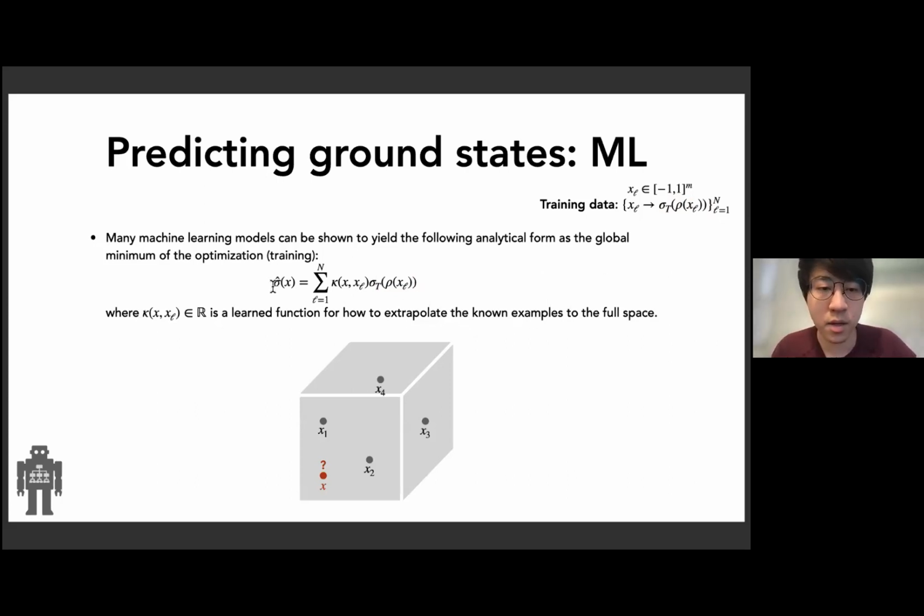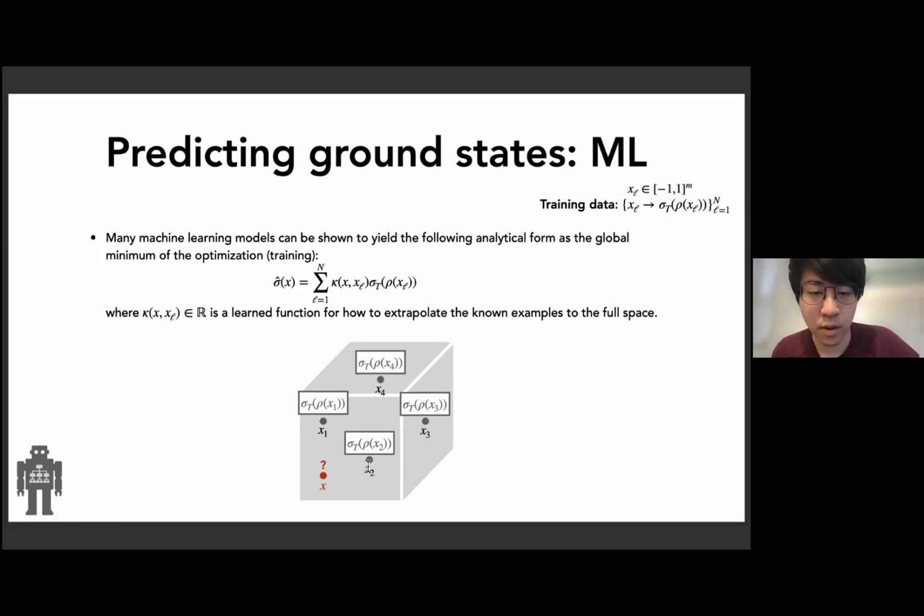So basically, one could think of sigma hat of x as a learned function that shows how one can extrapolate the known examples to the entire space. So suppose that we have a training data consisting of these 4 points, x1, x2, x3, and x4. Say we're given a new point x, and we want to predict the ground state for this point. What happens here is that for each of these points, we have some classical representation for the ground state, written as sigma t. So recall that rho of x is the ground state, and sigma t rho of x just means the classical representation for the ground state.